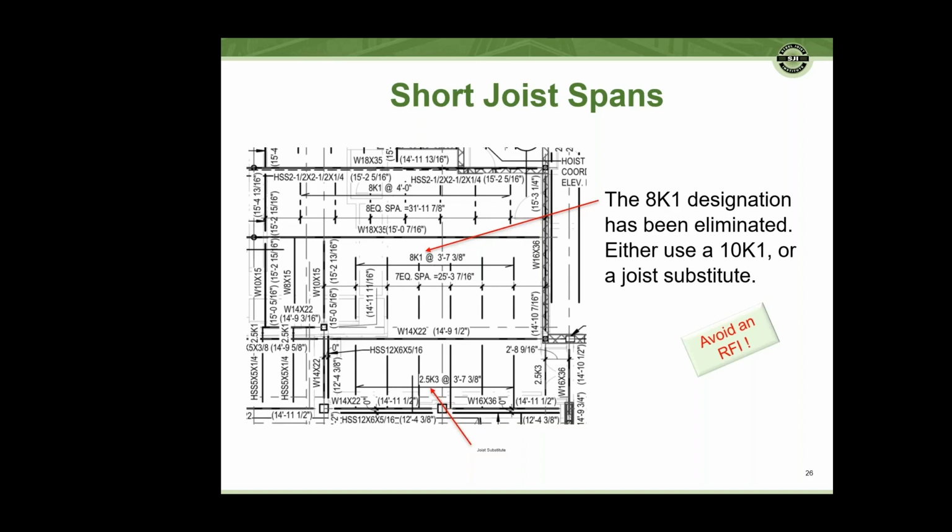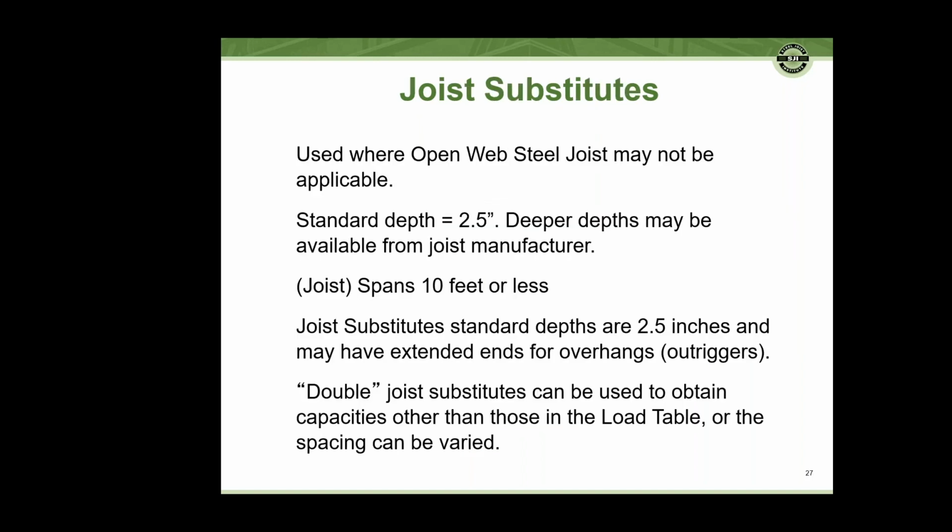That's a decent alternative. The idea of joist substitutes is to use them for short spans. So I guess that's why we have pretty short little lettering there to say joist substitute down at the bottom. So the joist substitutes can be used where an open web traditional steel joist might not be applicable. The standard bearing depth and depth all the way along the length is 2.5 inches deep. It is possible to build them with special seats or deeper depths, depending on what the needs might be.